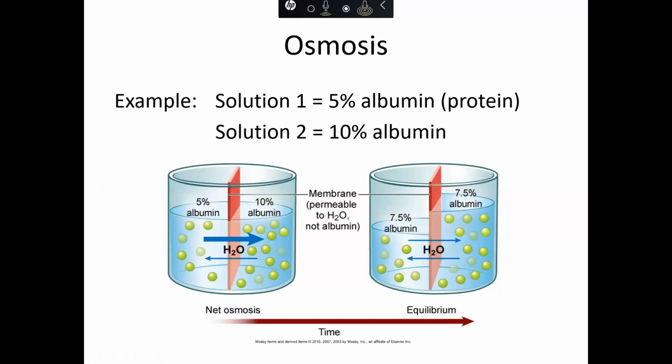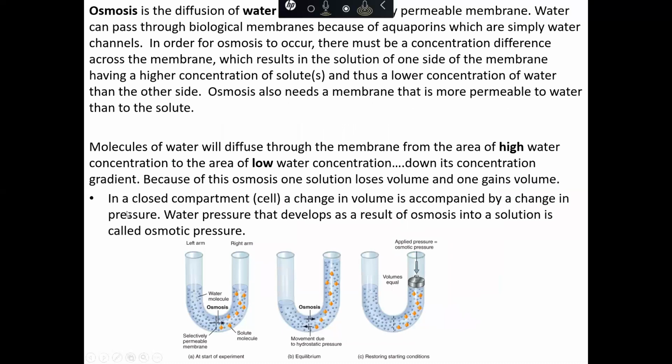Now, what this illustration does not show is the fact that this is an open-air jar, which is not like a cell, because cells are closed containers. Okay, in a closed compartment or cell, a change in volume is accompanied by a change in pressure. Meaning, for example, if the water travels across and into the cell like a water balloon, if you continue to fill up a water balloon, the pressure inside that water balloon is going to rise and rise and rise. Okay? This water pressure that develops as a result of osmosis into a solution is called osmotic pressure.